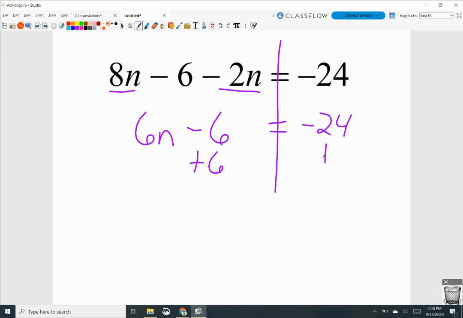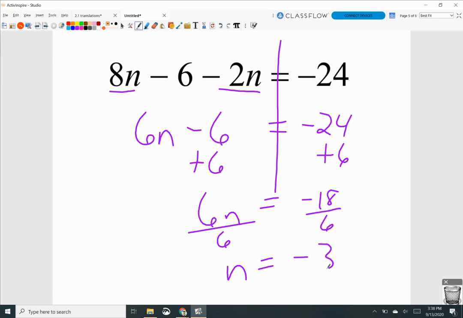Add 6. Add 6. 6n is negative 18. Divide out the 6. N is negative 3.